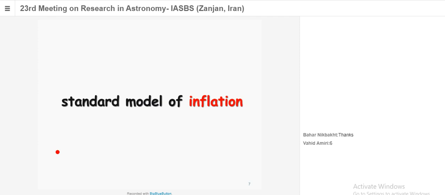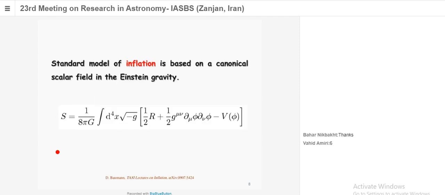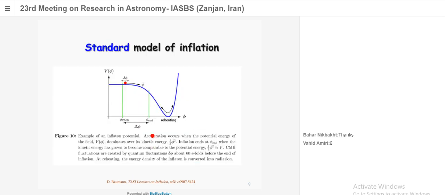But here I would like to talk about the standard model of inflation from a theoretical point of view. In the standard model of inflation, we have a canonical scalar field in Einstein gravity, which is given by this action. In this action, you see that the Ricci scalar is used to describe the Einstein gravity, and the second term is the canonical scalar field, and also V is the potential energy.